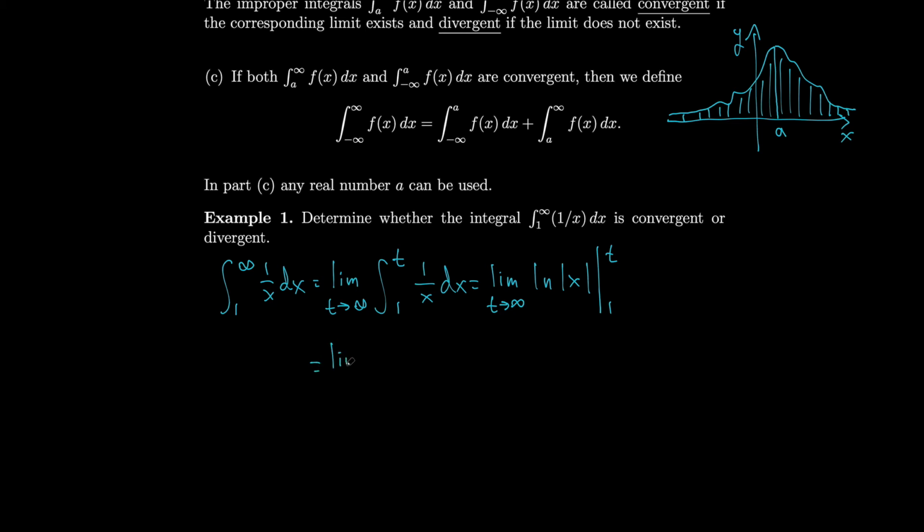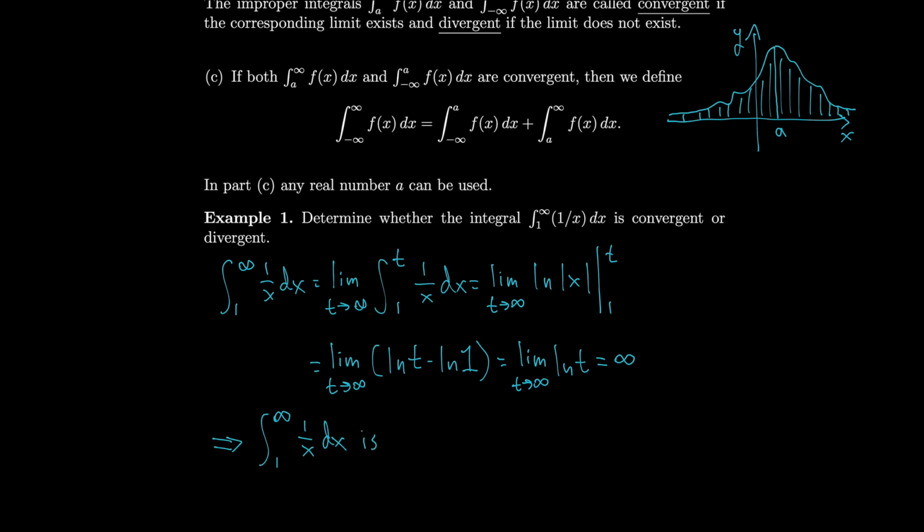Well, that's going to be the limit of ln of t, because we plug in t, and then we subtract ln of 1. So that's just the limit of ln of t. But remember, natural log just goes forever like that. The limit as t goes to infinity of ln of t is infinity. So that means the limit doesn't exist. Since the limit does not exist, this integral is divergent. This would have had to be a finite number for us to have a convergent integral with a finite area, but it wasn't.